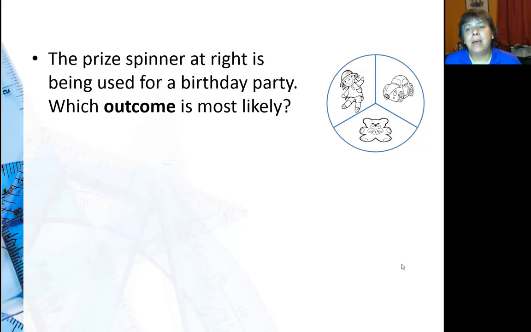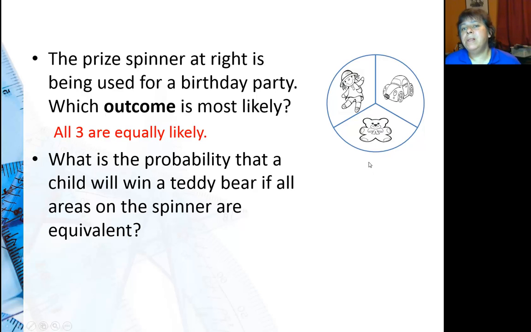Well, you're going to find out that the areas all look the same, right? So the doll area is the same as the car area is the same as the teddy bear area. So there's no reason to think that you're more likely to win one over the other. So they're equally likely. Then, what is the probability that a child will win a teddy bear if all the areas on the spinner are actually equivalent? Well, since they're all equally likely, it's just 1 out of 3.